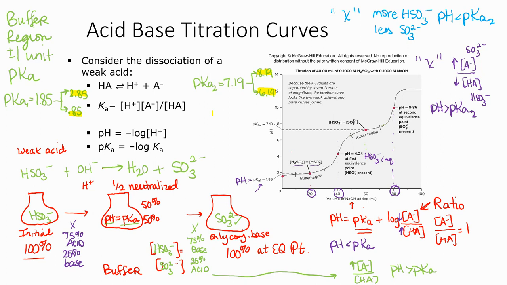Okay, so that's 80 mils of base. Halfway between 40 and 80 is 60. That's where we would have the spot. You see how it's the flat midpoint between the two sharply rising points. That's where we would read across on the y-axis, and pH equals the second pKa. The buffer region would be plus or minus 1 unit of that, 6.19 to 8.19.